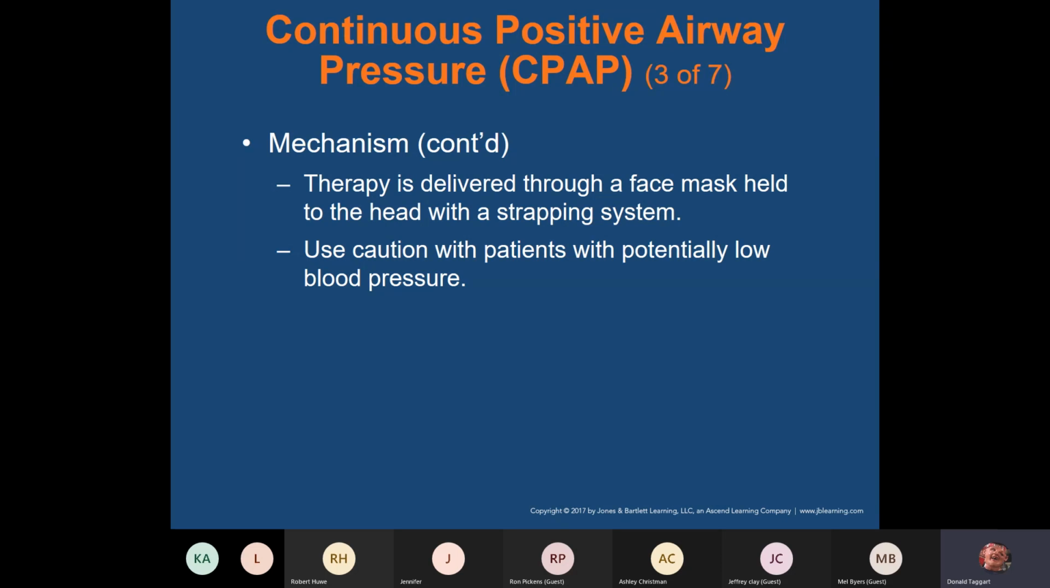You want to be careful using it in patients with low blood pressure, because remember how we talked about earlier where we can increase intrathoracic pressure. We can inflate those lungs and do all that, which actually squeezes down on the heart and the vessels. This can do that too. This can provide intrathoracic pressure, and it can lower blood pressure and hurt your circulatory system.